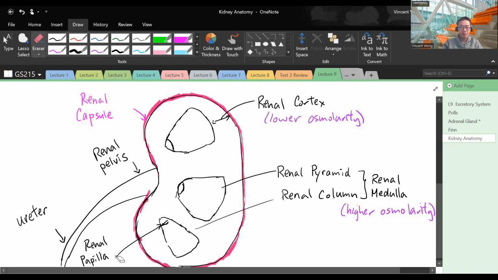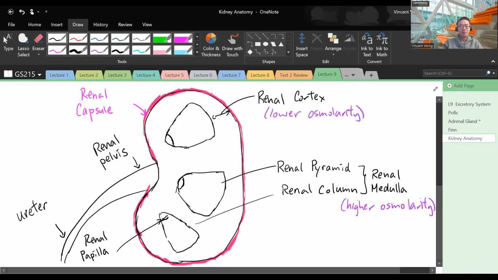Now, it's not the first time we hear the word papilla, right? When we talked about the taste buds on the tongue, there were also papillae. Papilla just means a little knob, a little pointy thing, like those little cylindrical things on the tongue. So there's a little pointy thing here at the end. Urine is going to collect in this tip, and then it will slowly drip out.